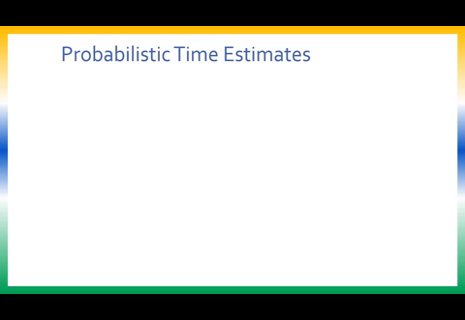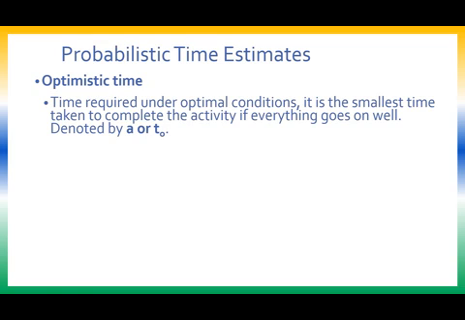So can you exactly specify that the duration for this activity is 2 days? Such a deterministic time estimate will become tough. Therefore, we consider probabilistic time estimates.